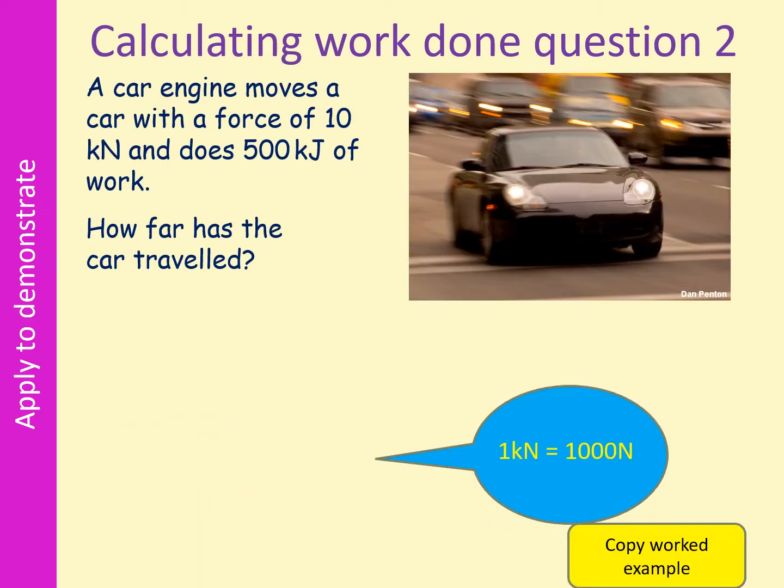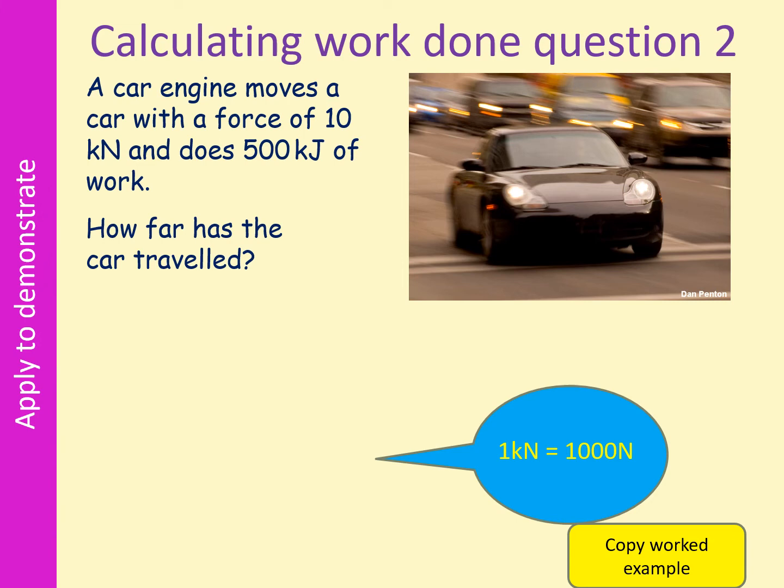Here is a second example. A car engine moves a car with a force of 10 kilonewtons, that means 10,000 newtons, and does 500 kilojoules of work. A kilojoule is 1,000 joules. How far has the car travelled?